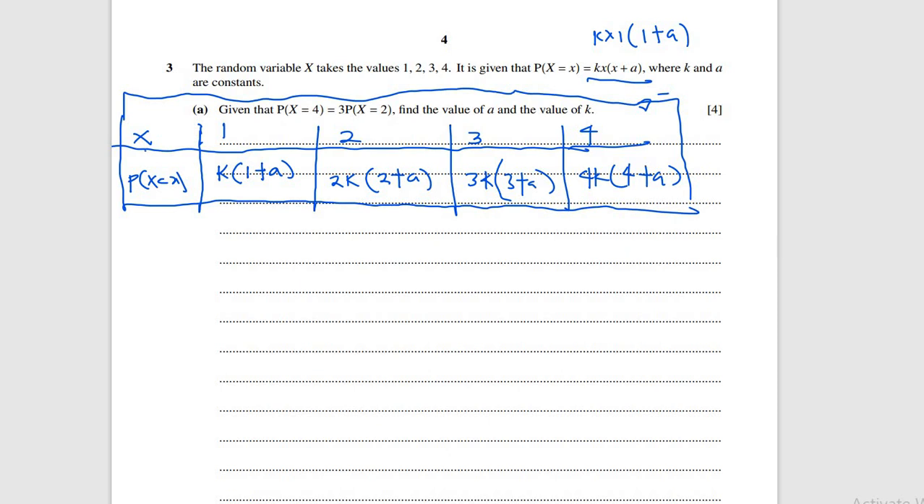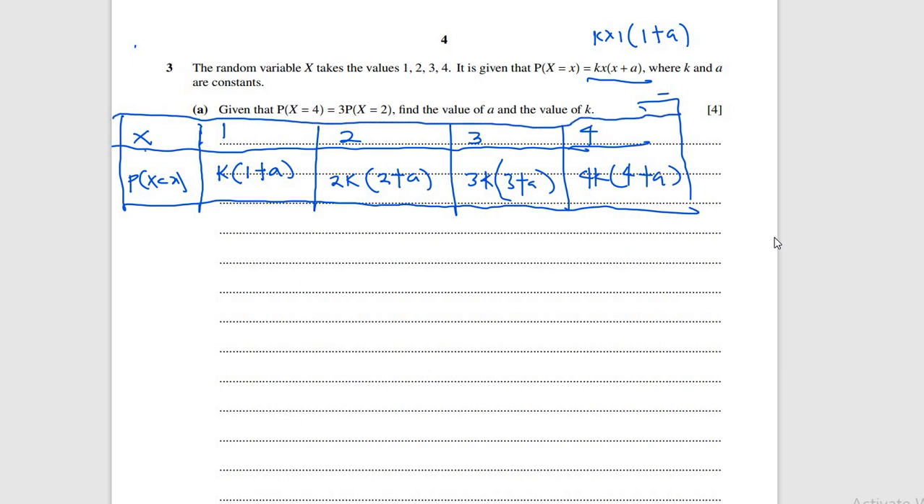So this is not inside the table, don't get it wrong. It should be like this. Now, the question is probability of x equal to 4 is 3 times probability of when x equal to 2. Of course, you know that when x is 4, probability is 4k(4 + a). When x is 2, probability is 2k(2 + a).